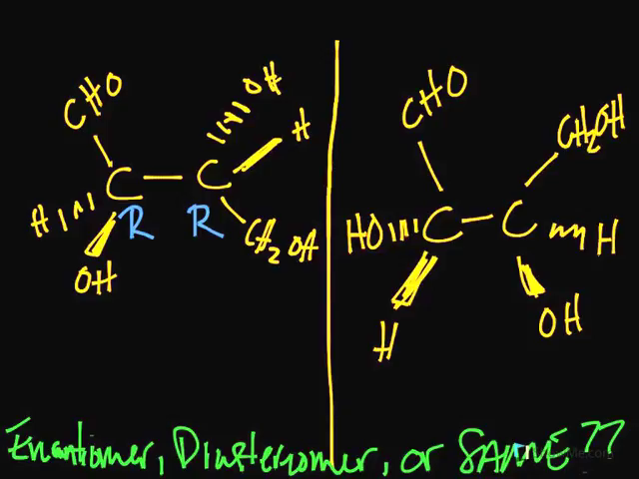Now, in order for us to figure out whether this molecule on the right is an enantiomer or diastereomer of the molecule on the left, we're going to have to assign R and S priority again to the molecule on the right. And in the interest of time, I'm just going to go a tad bit faster, so please try and follow along as best as you can.